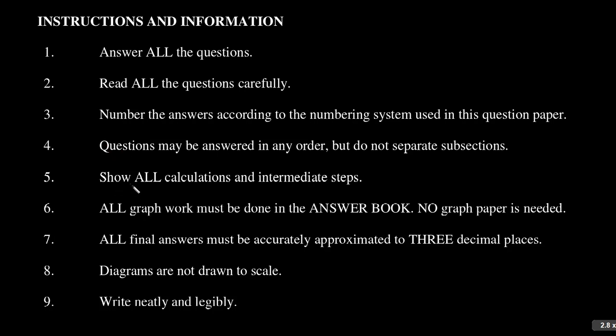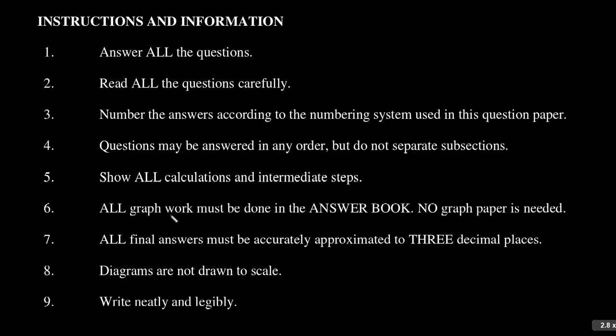Instruction number 5 says you need to show all your calculations and intermediate steps. So don't lose some of your working in your rough paper. Sometimes you find students working on the paper that you are given, working on top of it. But do not leave your working on that paper. You need to show all your calculations so that you can get all your marks. Sometimes your answer might be wrong, but your steps were correct, so you might actually get some part marks. Hence, they want you to show all the intermediate steps.